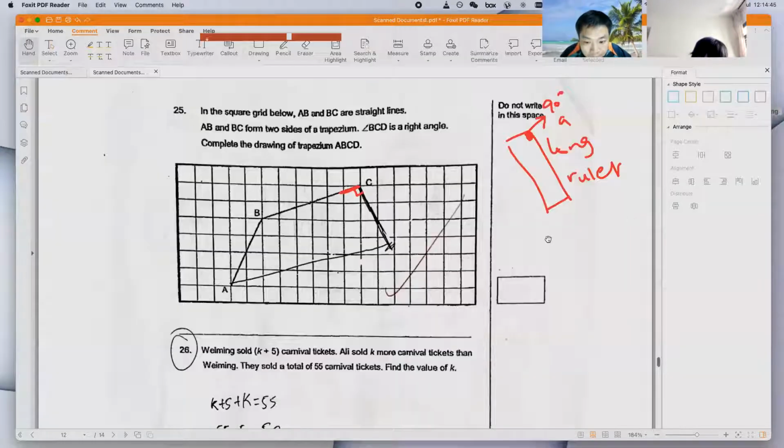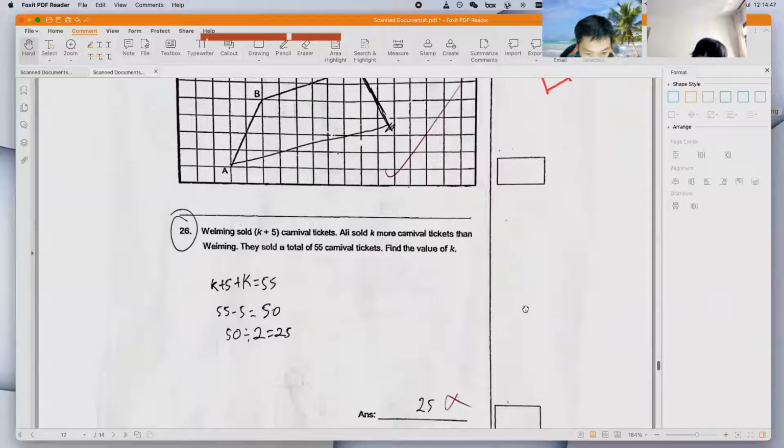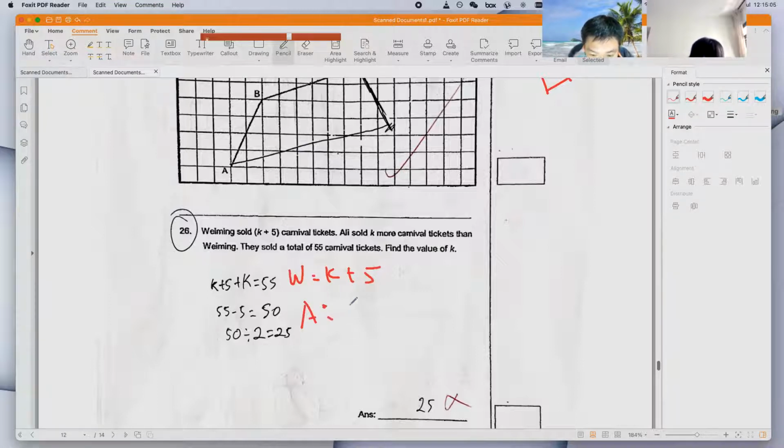Next. 26. Oh, this question. K more. So you have K plus 5. This is Wei Ming. This is Ali. Ali is K more, right? So basically you just plus K. I don't know how you get 5S. Probably you anyhow do. I also don't know what you get.